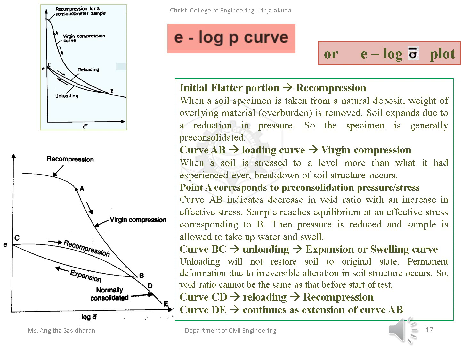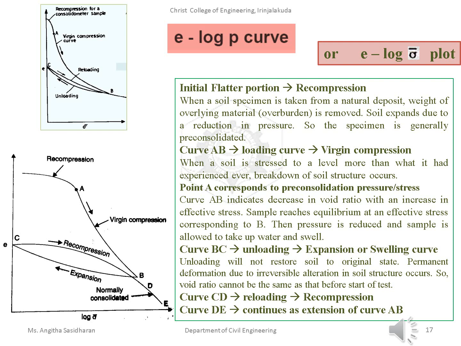So far we have seen what consolidation is and how it is explained with the help of the spring analogy model, and also what the procedure for the consolidation test is. And again, we can think about what consolidation is, what is happening.